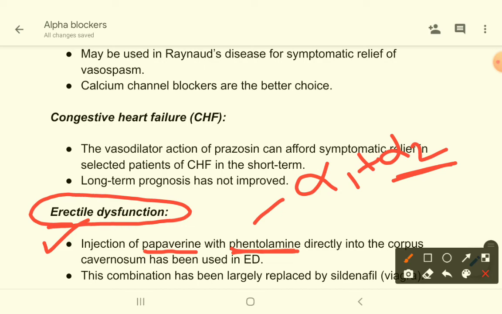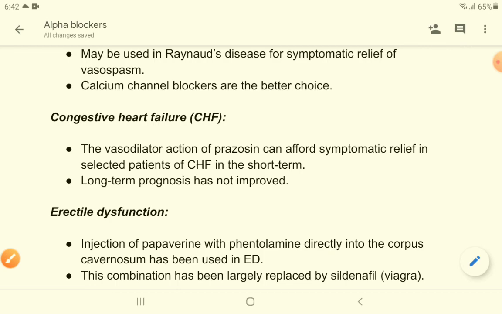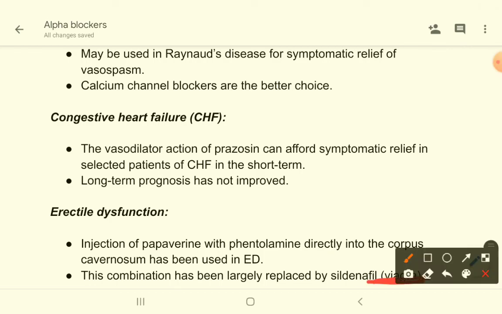So phentolamine and papaverine were directly injected into the corpus cavernosum of the penis, and it was used in erectile dysfunction. But nowadays this treatment has become almost obsolete. This treatment is not used nowadays because it is largely replaced by sildenafil, or popularly known as Viagra.